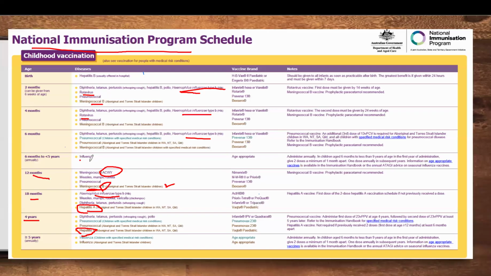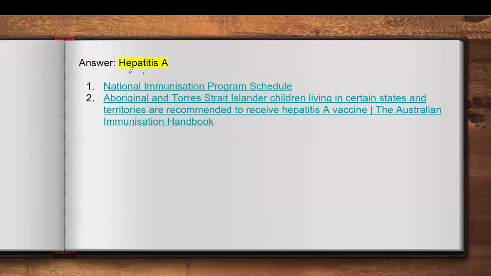And the influenza vaccination is given from 6 months to less than 5 years annually, to all children. But after 5 years, it is usually given to Aboriginal people only. So after 5 years, if the child is Aboriginal, you will continue giving it annually. This is the National Immunisation Program schedule, and you need to remember all these vaccinations. So for this Aboriginal child, the hepatitis A vaccination is appropriate for his age right now.